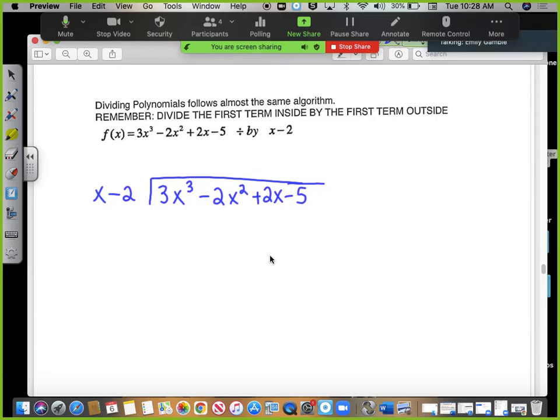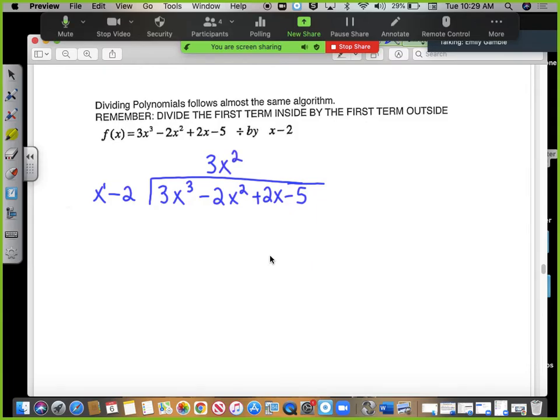So first of all, we need a 3 because in order for x times something to become a 3x, we need a 3. And this is x to the first power. X to the first power times what is x to the third power? Yes. So altogether, we'll need a 3x squared. We're going to put that on top of this one here because this term has the x squared. This is going to be 3x squared.